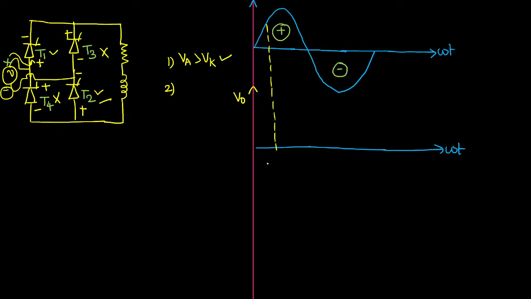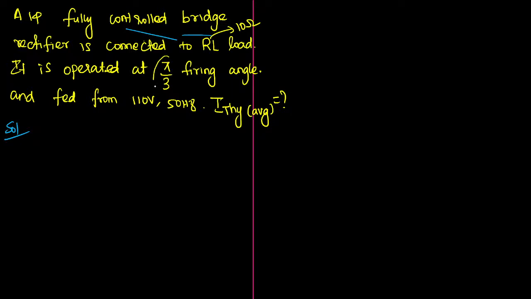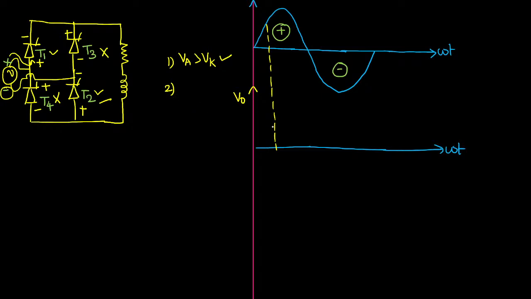So the firing angle is already given in your question as pi by 3. Pi by 3 means pi equal to 180, 180 by 3, if I cancel it, you will get 60 degree. So if you put 60 degree here, we are firing the circuit at pi by 3. Till that point, the remaining voltage will be blocked by the thyristor. So the output voltage will be 0.